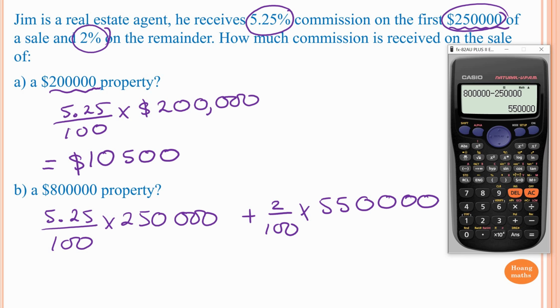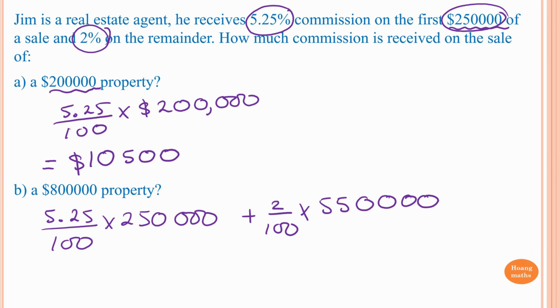So all I need to do now is type that in the calculator. I go 5.25 over 100, or divide by 100, whichever way you like, times 250,000, plus 2%, so 2 over 100 times 550,000. So that is $24,125.